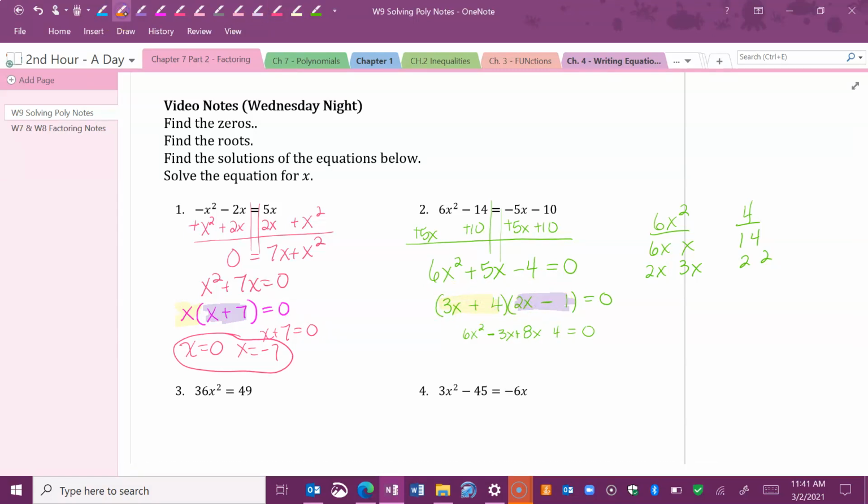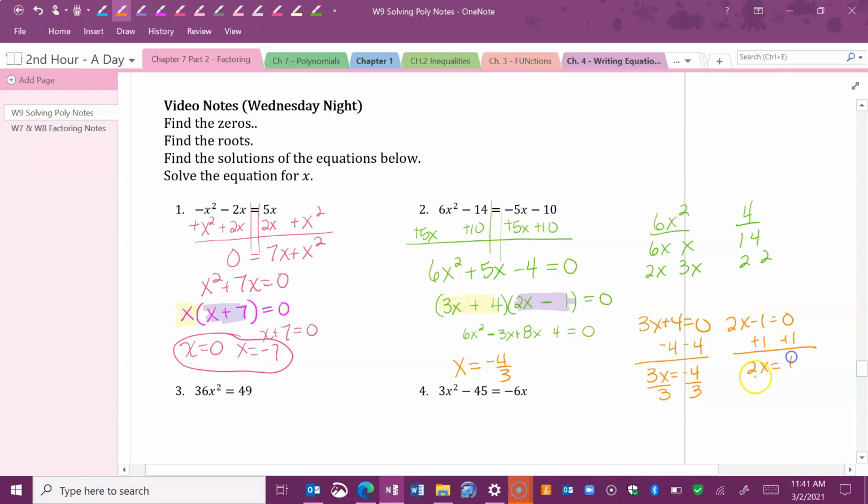So I have 3x plus 4 equals 0, and 2x minus 1 equals 0. I'm going to subtract the 4. I get negative 4, and then I'm going to divide by 3. So one of my answers is negative 4/3. On my other one, I'm going to add 1, and then divide by 2, and my other answer is 1/2.